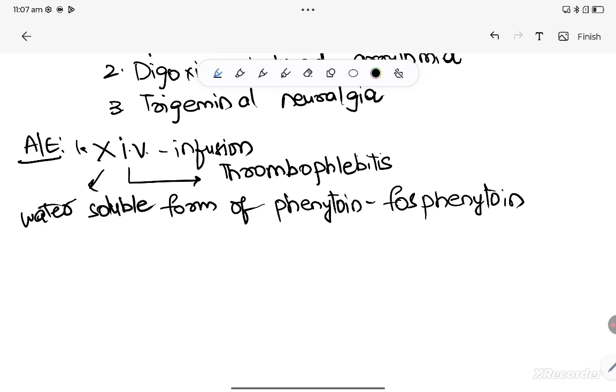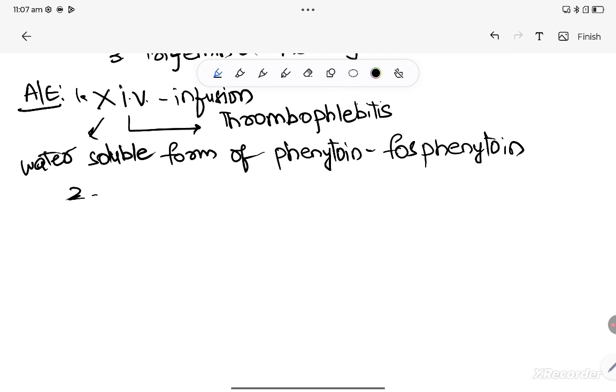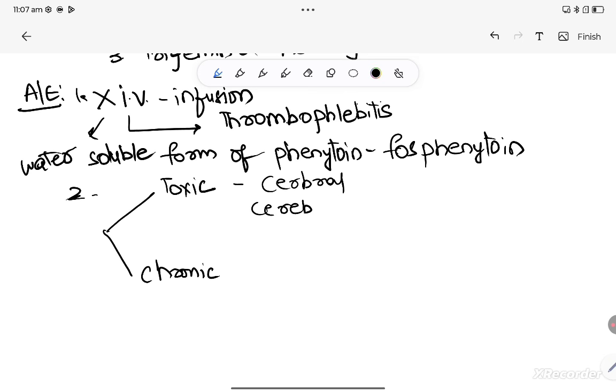This is my first adverse effect. Usually, the adverse effects of phenytoin, you will read under two subheadings. One is toxic effects, where the dose is high, as well as chronic effects, where when you use phenytoin for longer durations, the patient ends up with these adverse effects. With respect to toxic effects: cerebral toxicity, cerebellar toxicity, and cardiovascular toxicity. These three are the most important.